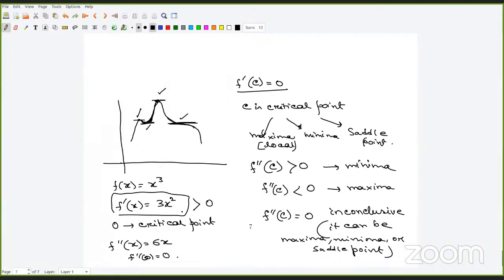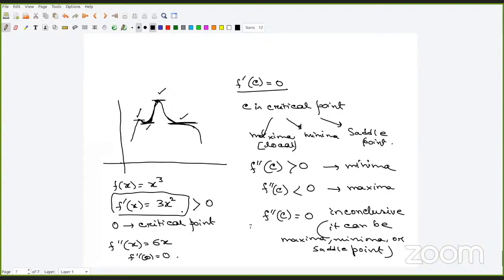But 3x square is a parabola, no? So what does that mean? The slope is always greater than 0, right? Yes, the slope is always greater than 0. Can 3x square be negative somewhere? Never. So it is always greater than 0 for all real values. Exactly.